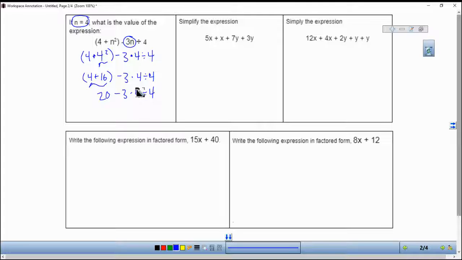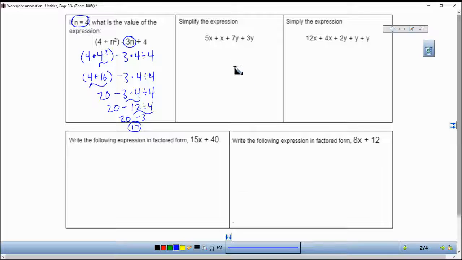Parentheses are gone. Powers and roots? Nope. We did those already. Multiplication and division from left to right. So I'm going to start from the left. So whatever I see first, which is going to be the multiplication. So we'll do 20 minus 12 divided by 4. Then we have the division to go. 20 minus 3, which is 17.